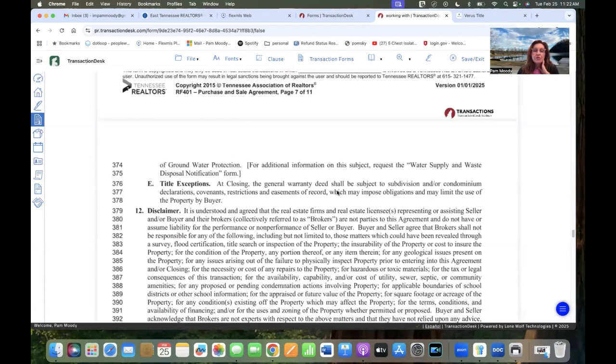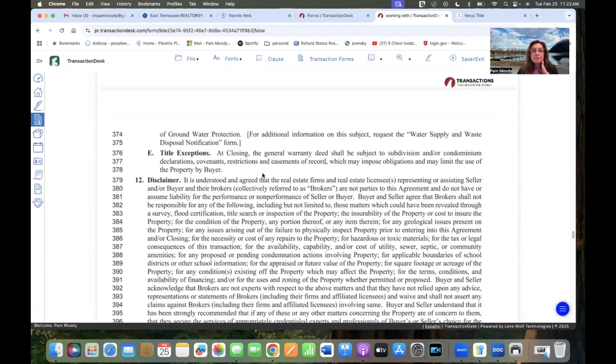At closing, the general warranty deed shall be subject to the subdivision and or condominium declaration, covenants, restrictions, and easements of record, which may impose obligations and may limit the use of the property by buyer.